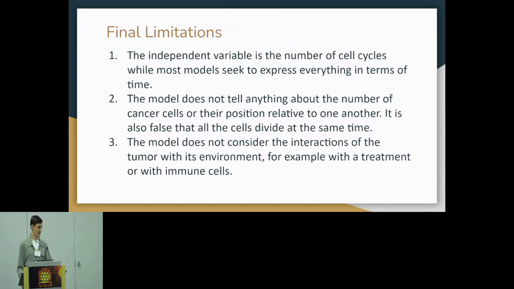But even this model has some major limitations. I chose my independent variable as the number of cell cycles, but most models will express everything in terms of time, because this is the most relevant variable to treat a patient. And my model doesn't tell anything about the number of cancer cells within the tumor or their position relative to one another. It also doesn't tell anything about the real rate of division.